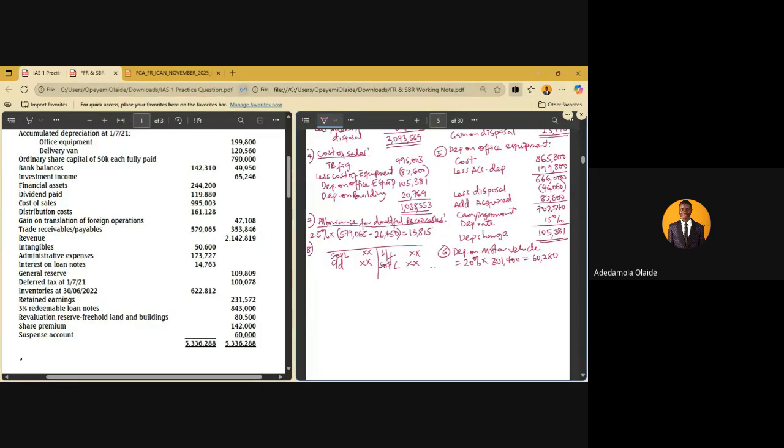But because this one is new, like I said, the figure you just calculated should be your closing balance. If this new figure you have is your closing balance, so balance brought forward is nil. Balance carried down is 13,815. The difference will be your SOPL, 13,815. So this way you can balance the accounts.